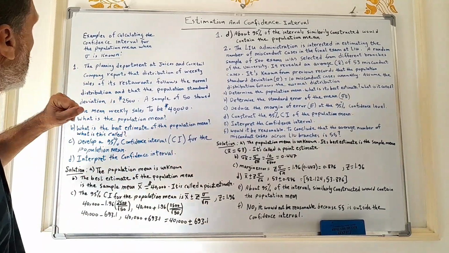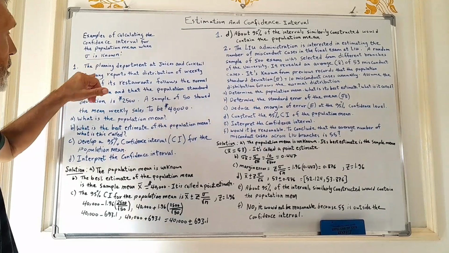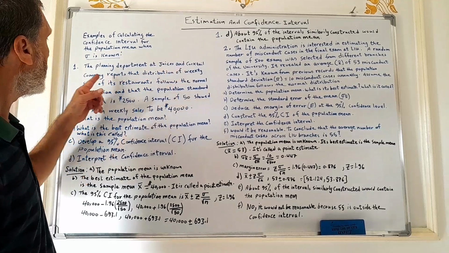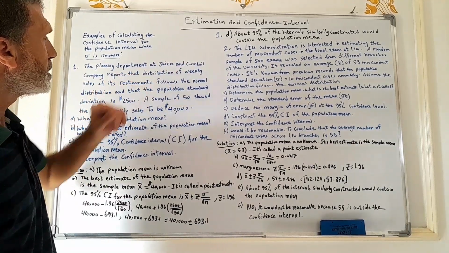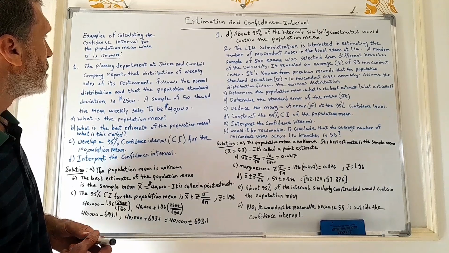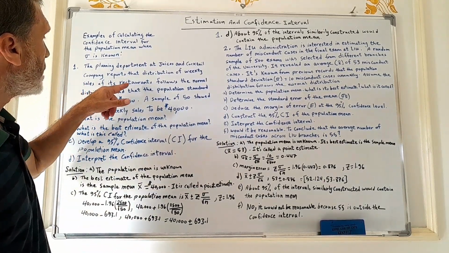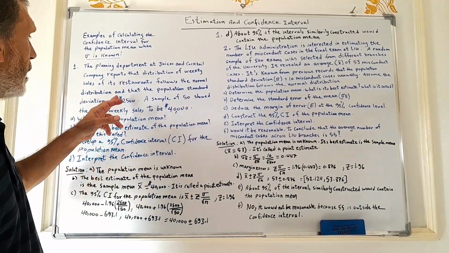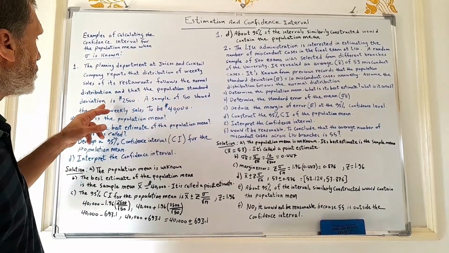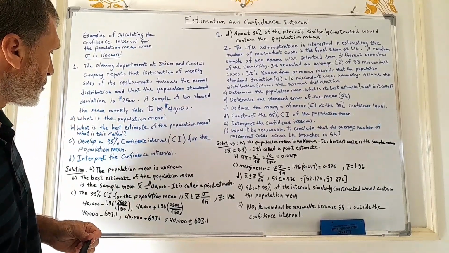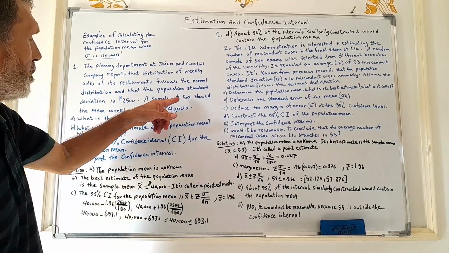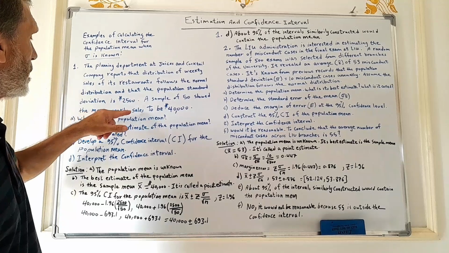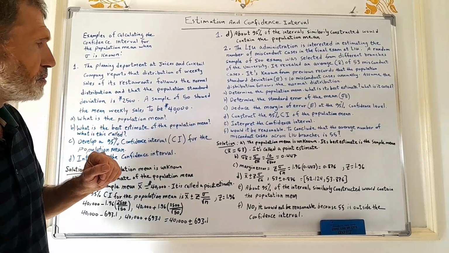The first example says the following: the planning department at Juices and Cocktail Company reports that the distribution of weekly sales of its restaurants follows the normal distribution, and that the population standard deviation is 2,500. A sample of 50 showed the mean weekly sales to be $40,000.